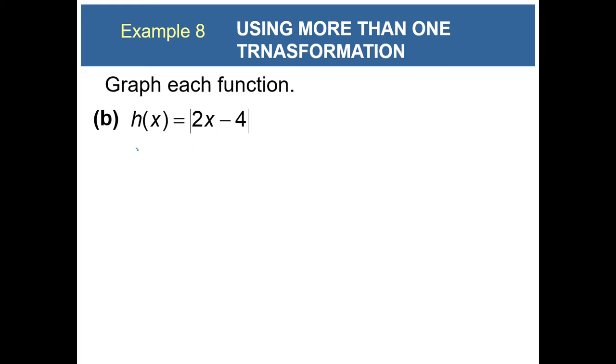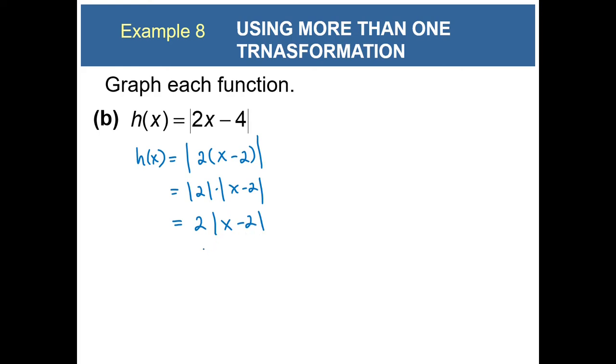To do this problem, I can see that they both have a factor of 2. So let's factor the 2 out to the front. I have 2 times the quantity x minus 2. And since this is a positive 2, I can take that out to the front, like so. And the absolute value of 2 is just 2. So this is the function we're actually trying to graph: 2 times the absolute value of x minus 2.